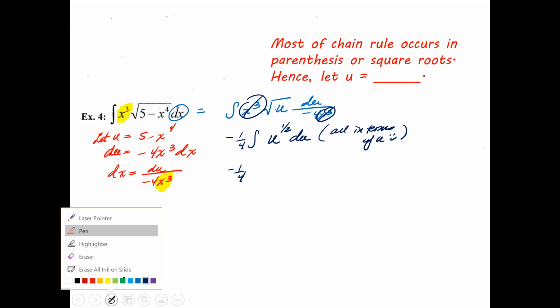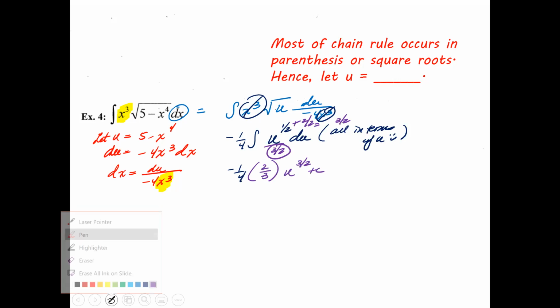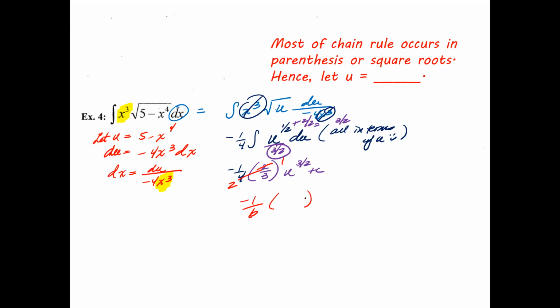When I integrate this, we are going to do a plus 1, so it's a 1/2 plus 1, which is 3 over 2. You have to flip that, so that's going to be 2/3 u to the 3 over 2 plus c. That gives me negative 1 over 6 times the quantity. Replace your u with 5 minus x to the fourth, to the 3 over 2, plus c. And that is your answer.